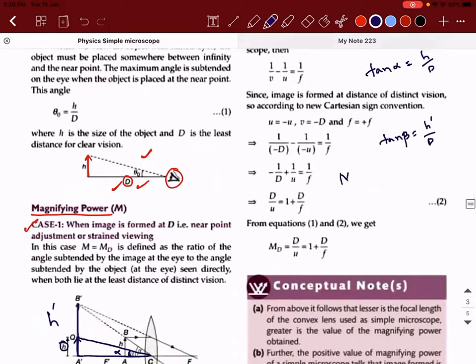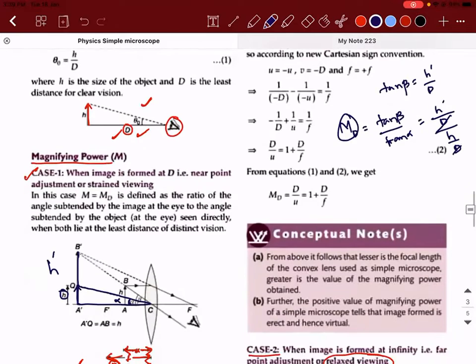So what is going to be the magnifying power? It is tan beta divided by tan alpha. Remember, this magnifying power is angular magnification. So tan beta, I will write it as h dash divided by d, and tan alpha, I will write it as h divided by d. D and d will get cancelled. So what is it that you're left with? H dash divided by h.